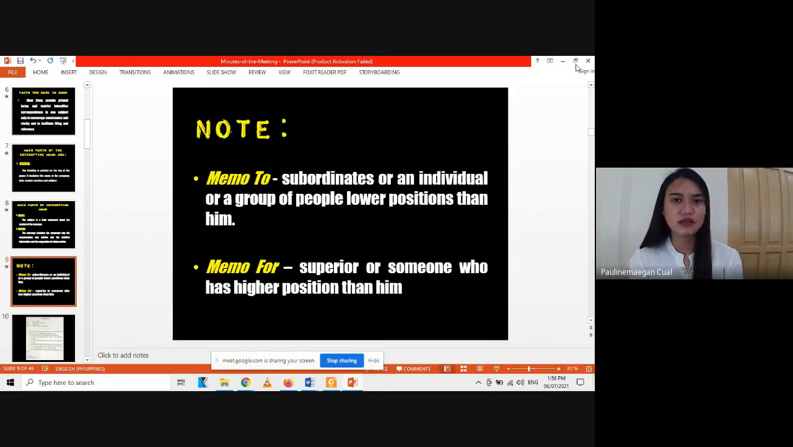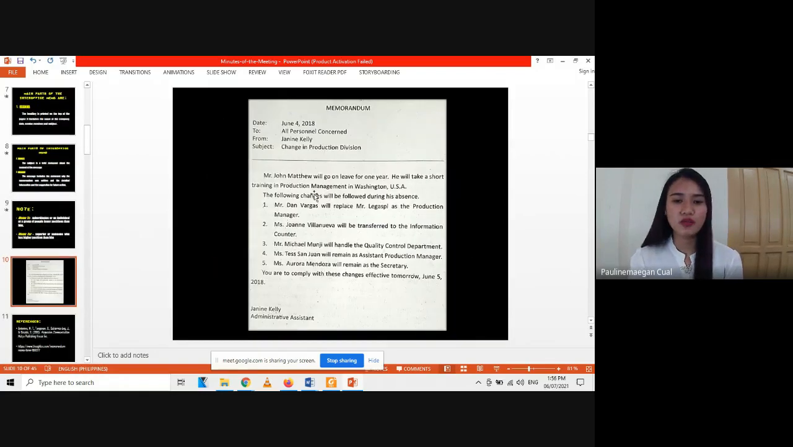Memo To, again, is a memo for your colleagues or someone lower in position than you, and Memo For is meant to be sent to someone who's higher than you in terms of ranking or position in the company you're in. Here is the example of a memorandum.